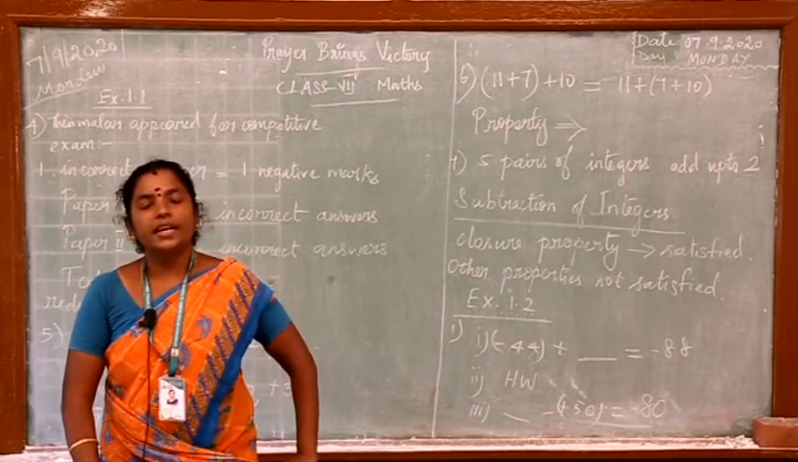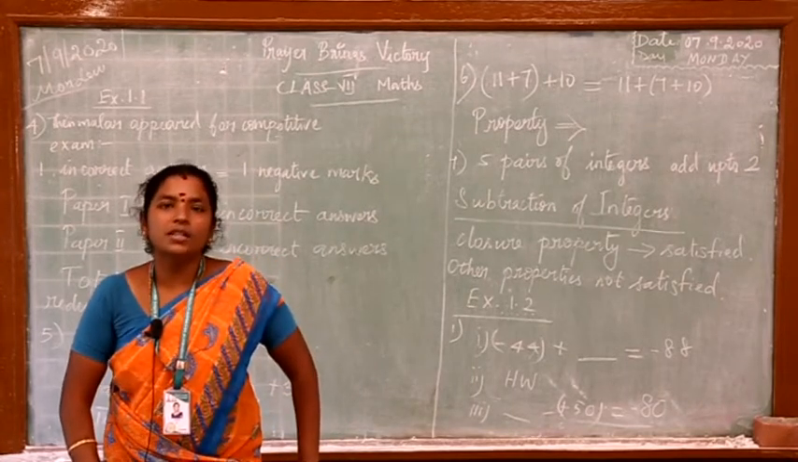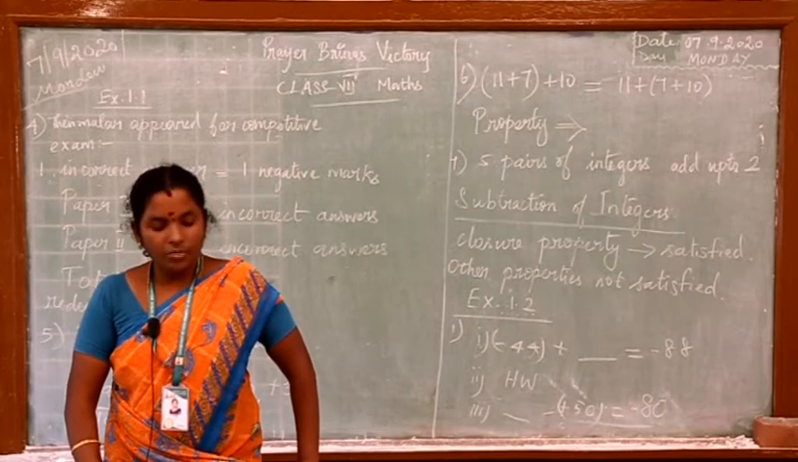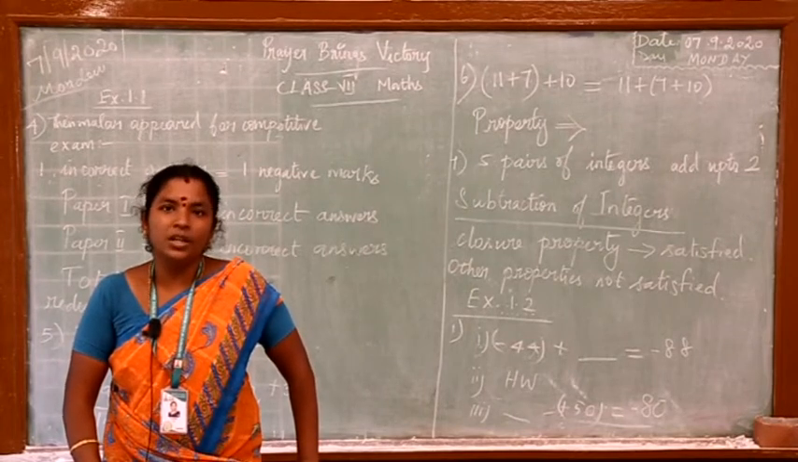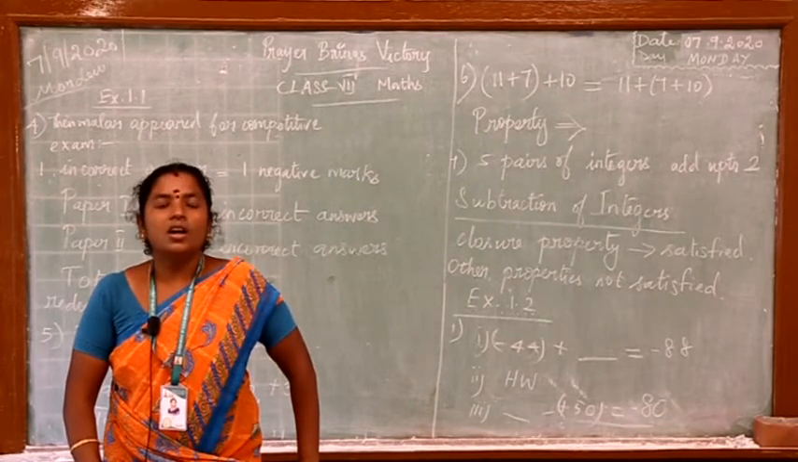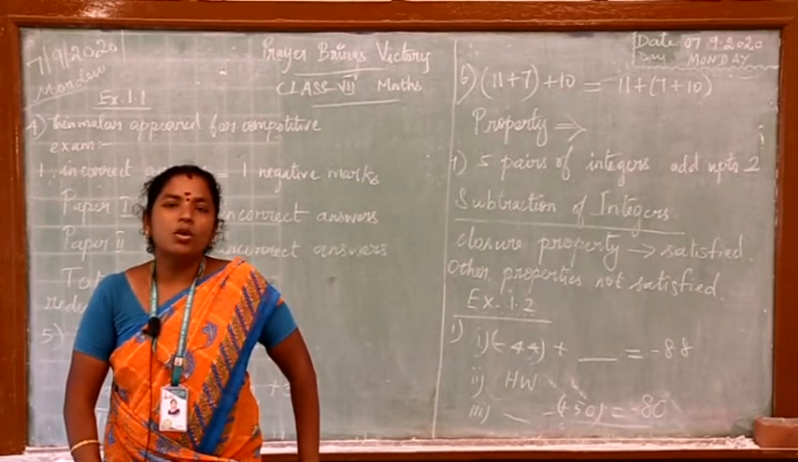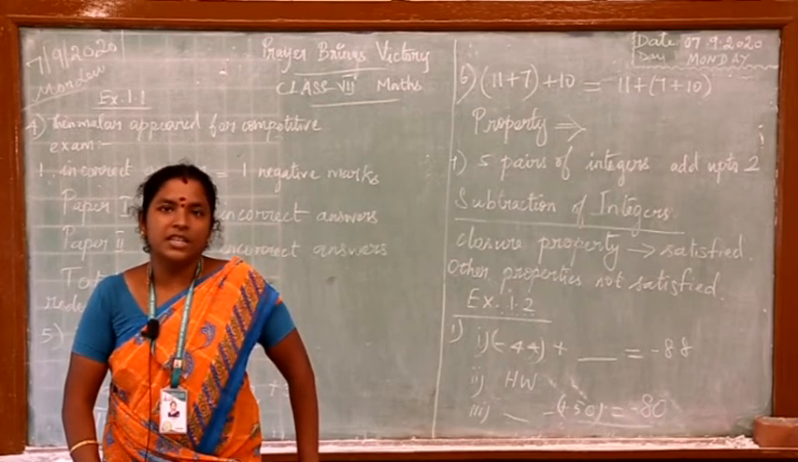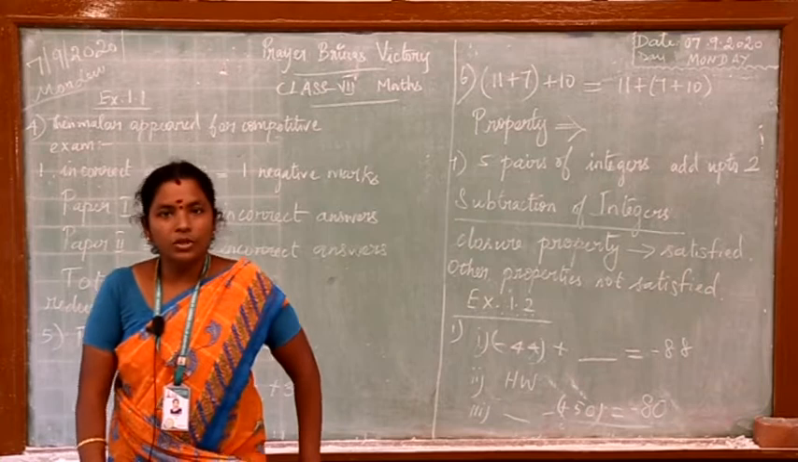Before class I had asked you the question, who is the father of geometry? Can you guess the answer? It is the same mathematician, Euclid. Euclid had written 13 geometry books, so he is called the father of geometry. Now we will go for the rest of the questions in exercise 1.1.